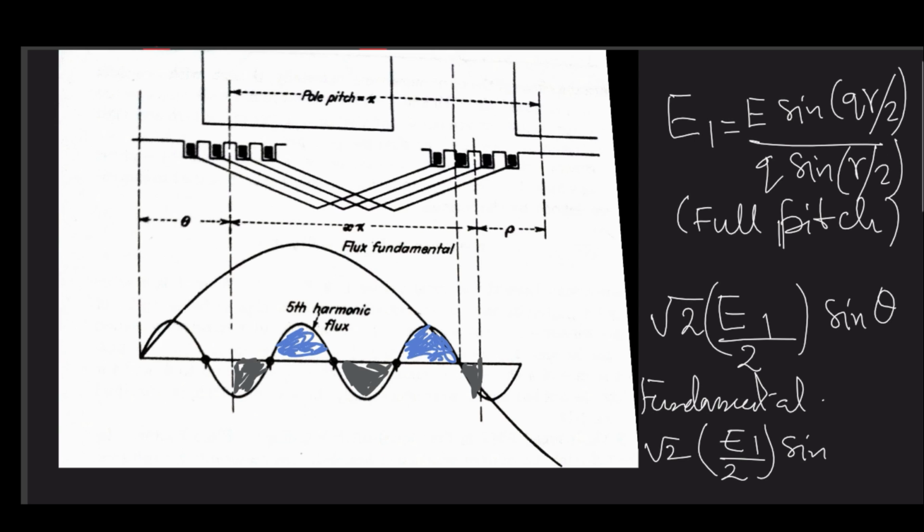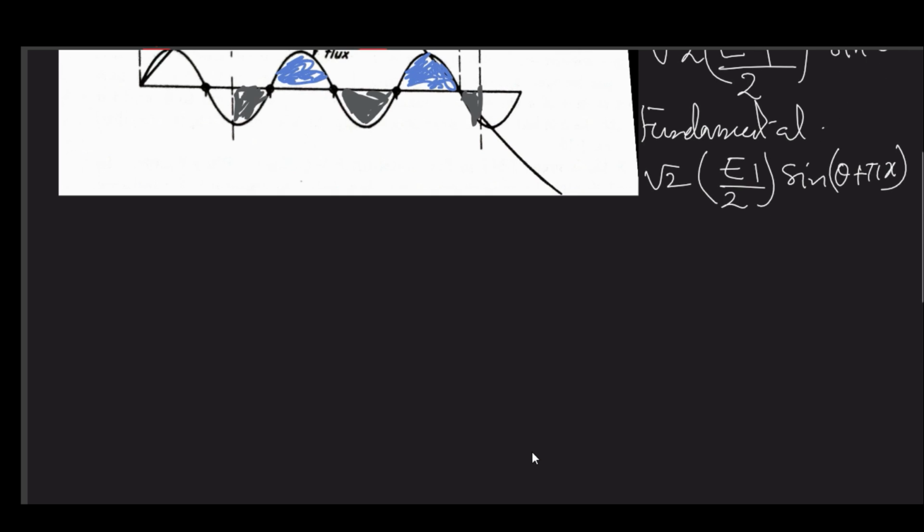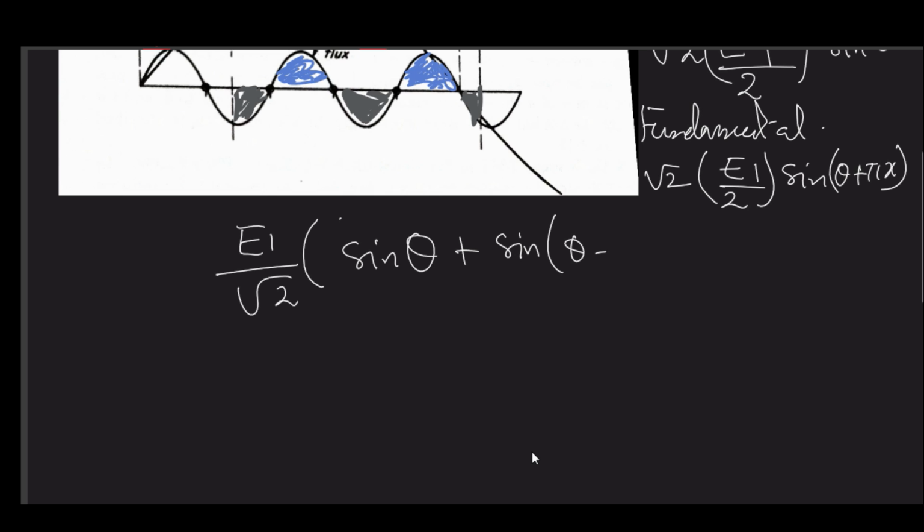this set of conductors will have theta plus pi x. What is pi x? Like x pi is that x is the fraction by which you have reduced your coil pitch from pi. Now your coil pitch is not same as your pole pitch. So you are having E1 by root 2, the total coil is like sine theta plus sine theta plus x pi, right? And this is for fundamental. For rth, what you will have?